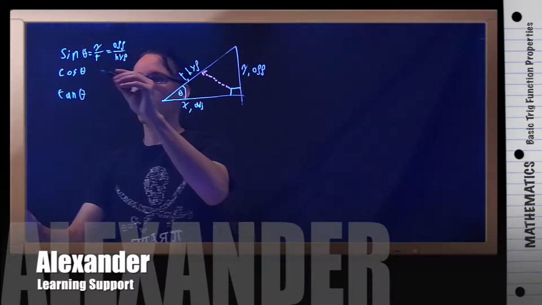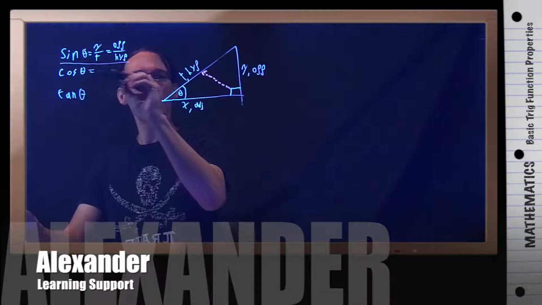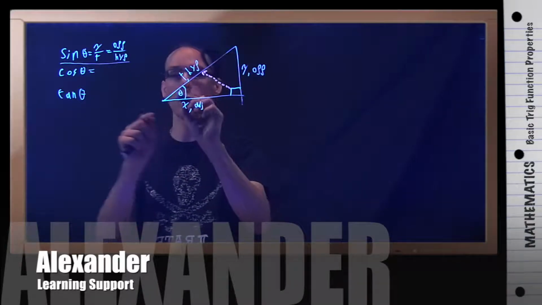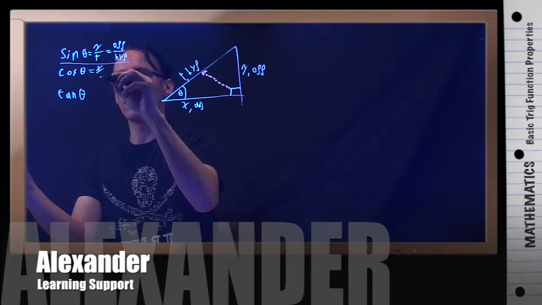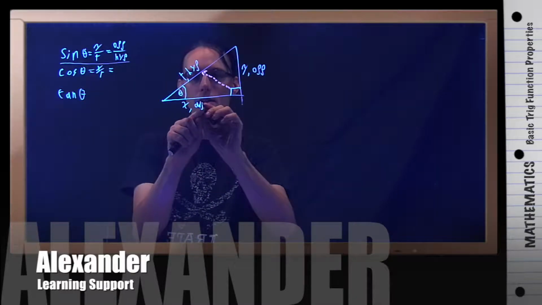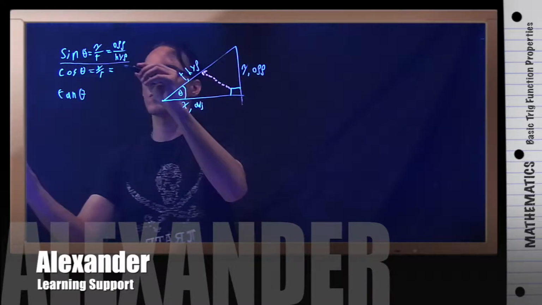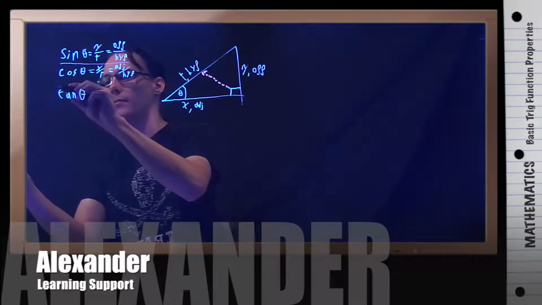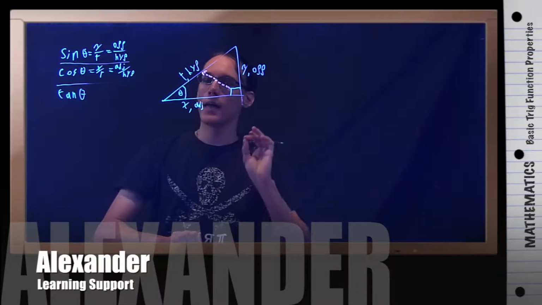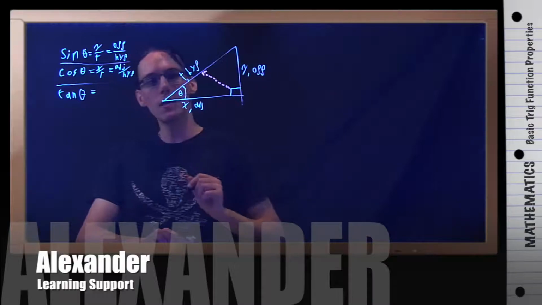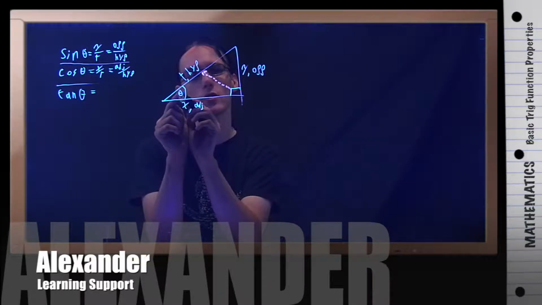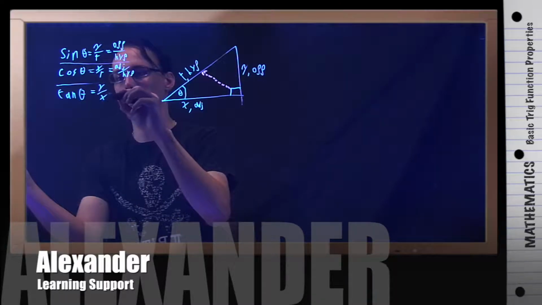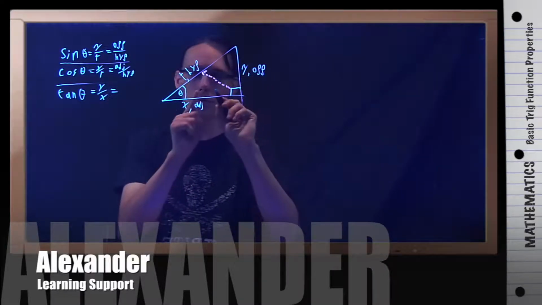OK, so that's sine. What about cosine? Well, cosine of theta, this angle, is x over r. And that would be the adjacent side over the hypotenuse. OK, well, what about tangent? Tangent is defined to be, if I'm looking at this theta, so tangent of theta, is y over x. Or in other words, opposite over adjacent.